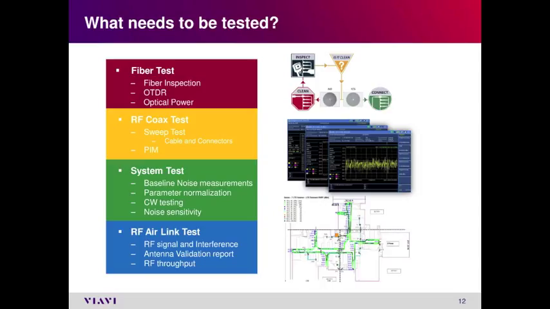So you have to do baseline noise measurements, parameter normalization, CW testing, and noise sensitivity. Once the network goes on air, then you have to verify the signal. You have to do interference analysis, and make sure there are no interference sources or PIM sources, or that PIM is not being generated. Do an antenna validation report, making sure all the antennas are transmitting and are in the right location per design. And of course, the last thing is to do the RF throughput.